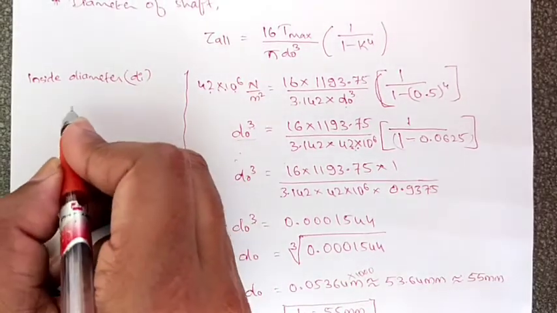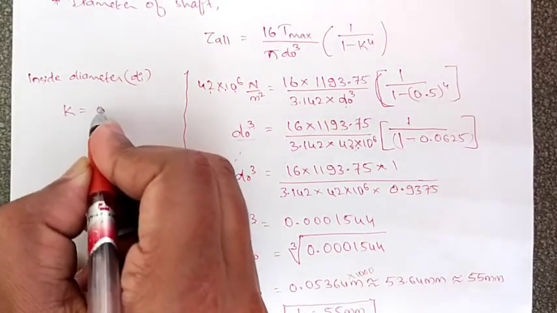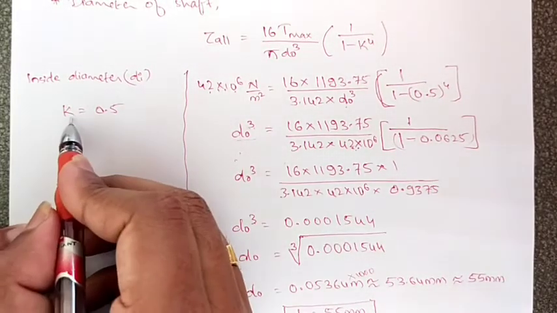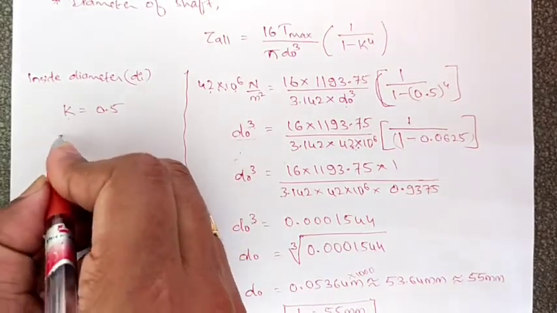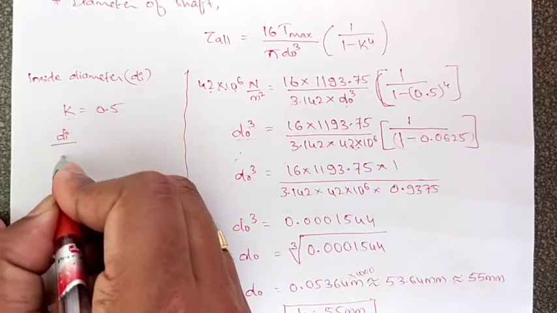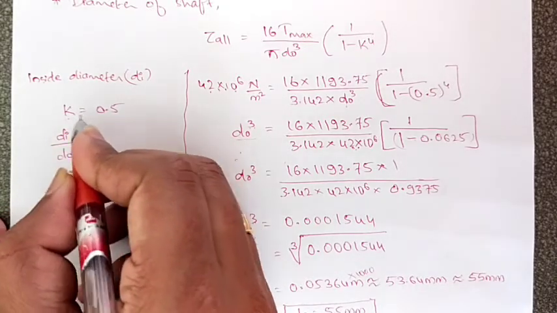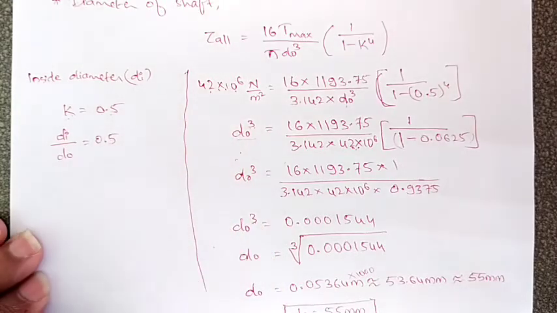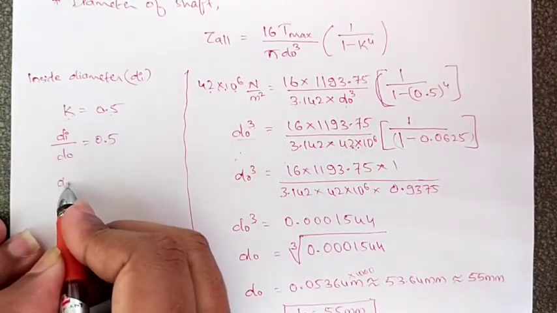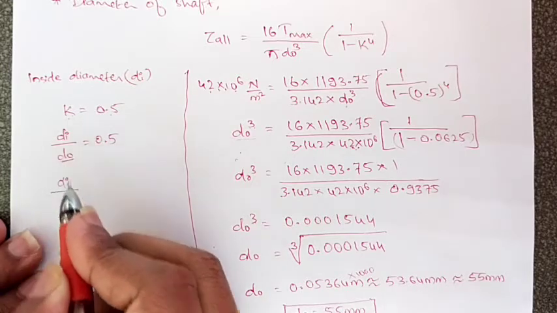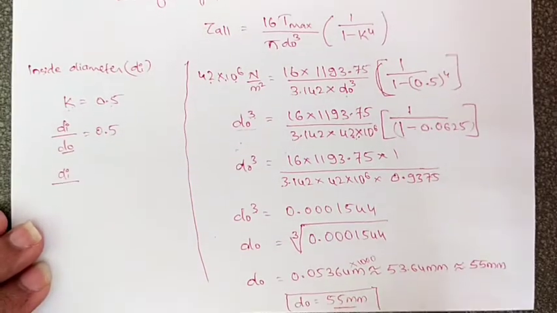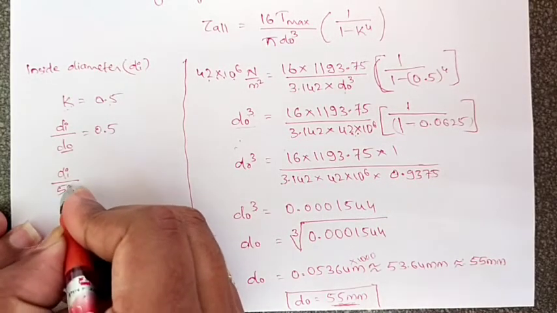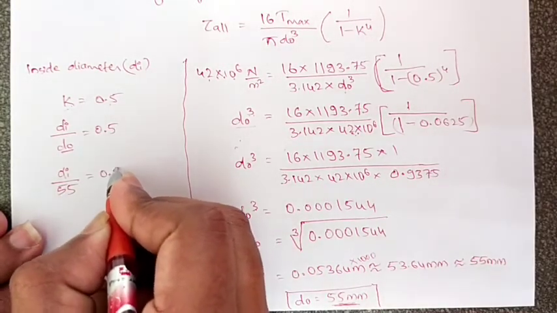For finding that, k is given as how much? 0.5, correct? What is k? K is nothing but the inside diameter by the outside diameter, and we have written here k is equal to 0.5. Now we want di, keep it as it is. D naught, you have found out now, is 55 millimeter. So 55 is equal to 0.5.